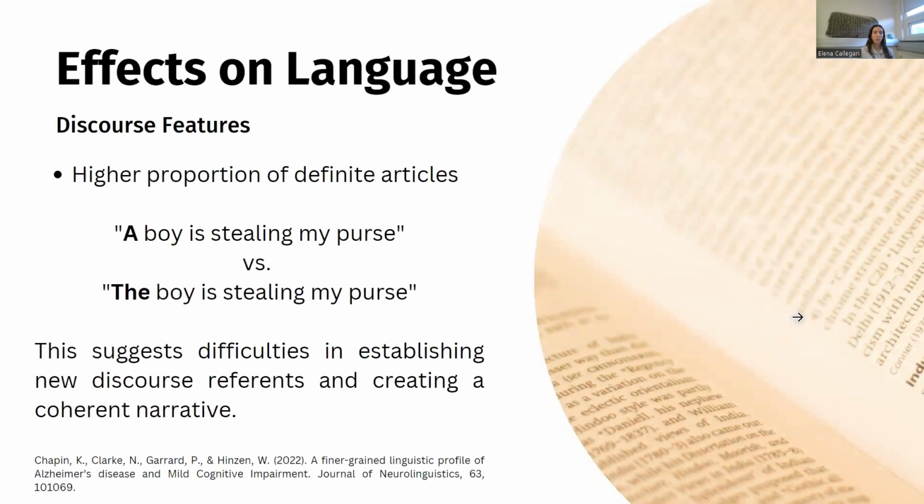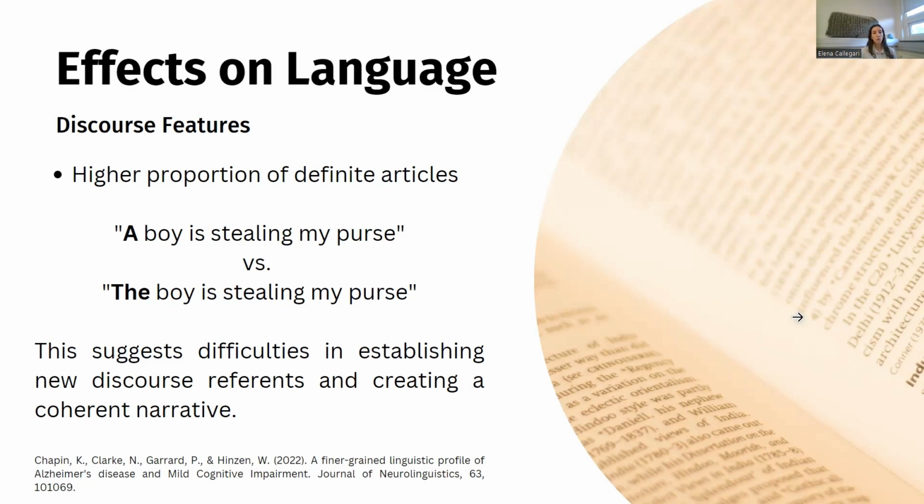Discourse features. This is actually related to lexical features a bit, but it's also its own category. One thing to notice when we're talking about discourse features is that in the speech of individuals with Alzheimer's disease, we see a higher proportion of definite articles. So instead of getting sentences like a boy is stealing my purse, you'll get sentences like the boy is stealing my purse.